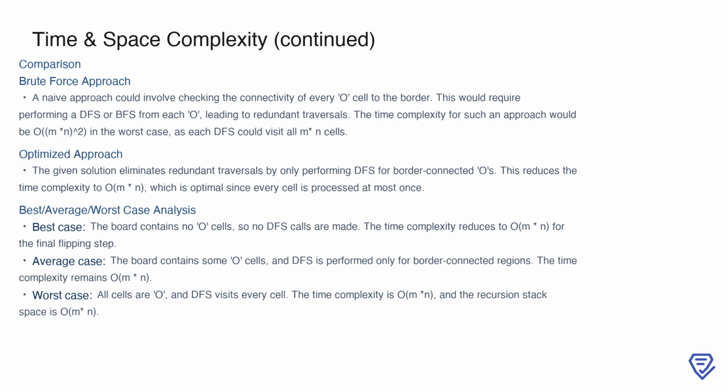Looking at best, average, and worst cases, the best case occurs when there are no O cells on the board, so no DFS is needed, and the time complexity is O(m*n) for the flipping step. The average case involves some O cells, with DFS limited to border-connected regions, still maintaining O(m*n). The worst case is when all cells are O, requiring DFS to visit every cell, resulting in O(m*n) time complexity and O(m*n) recursion stack space.